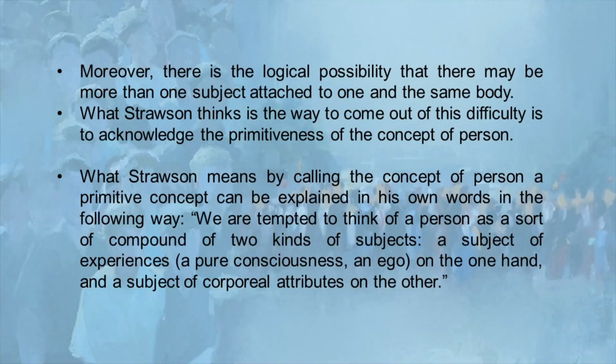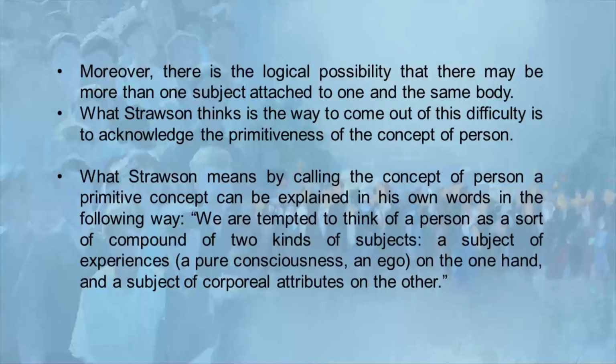It is mentioned in his book Individuals, page number 101. Now, what Strawson thinks is the way to come out of this difficulty is to acknowledge the primitiveness of the concept of person. What I mean by the concept of person is the concept of a type of entity such that both predicates ascribing states of consciousness and predicates ascribing corporeal characteristics and physical situations are equally applicable to a single individual of the single type.